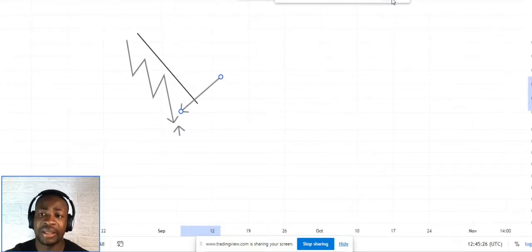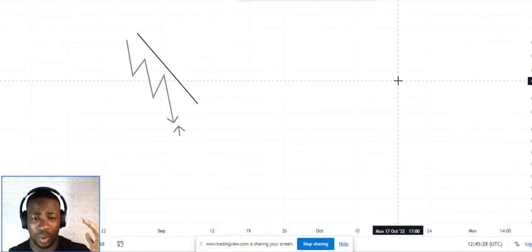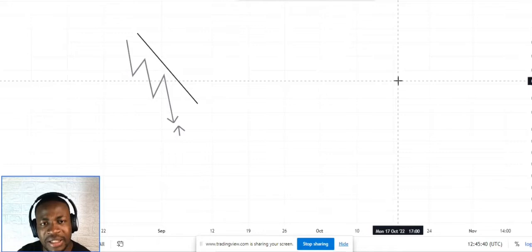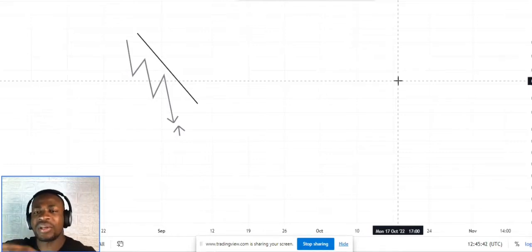When you have a push phase in a downtrend, what are you looking for? You're looking for an exhaustion because that's just how markets move. When a market runs for quite some time, it hits a bottom, it creates an exhaustion phase, and then it continues going to the downside.